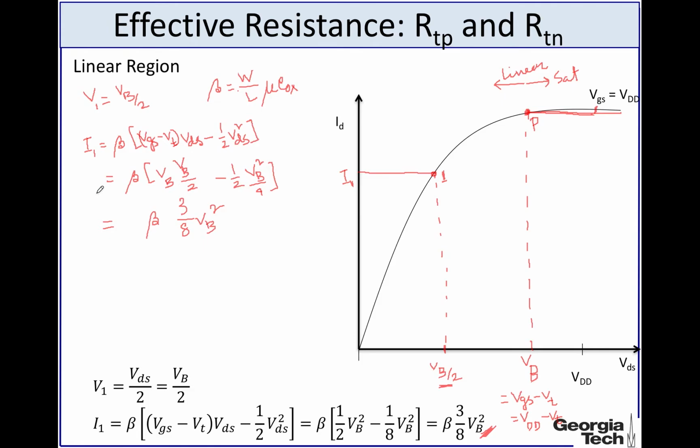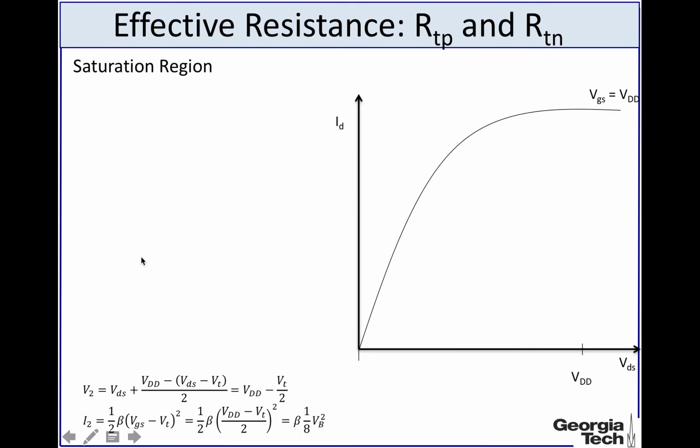All right, so then what we say is that in this linear region the average resistance is simply V1 over I1. Okay. And then based on this, we can calculate what the linear region is, so we'll work on that more. All right, so now let's look at the saturation region.